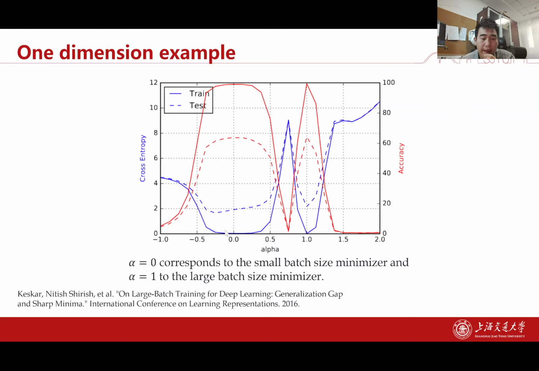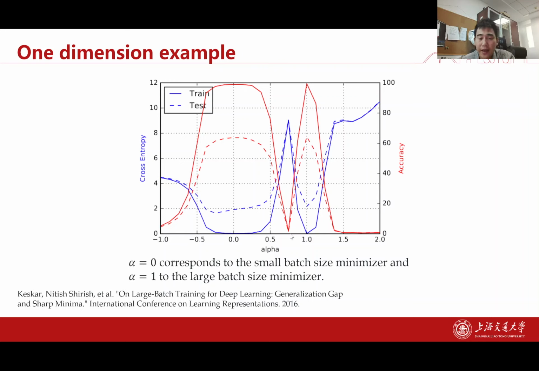You can see that for this small batch minimum, its level is very flat, meaning that with a small perturbation, the loss function does not increase much. This is the loss function, the red solid curve for training data and the dashed curve for the test data. And this is the accuracy.